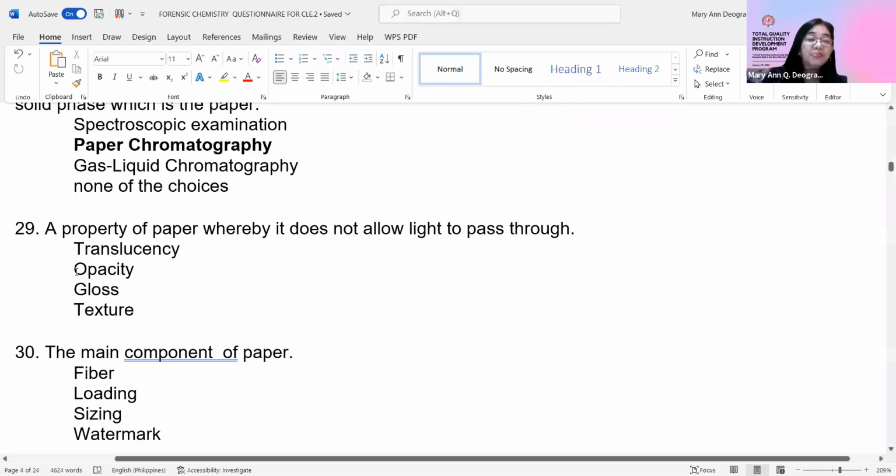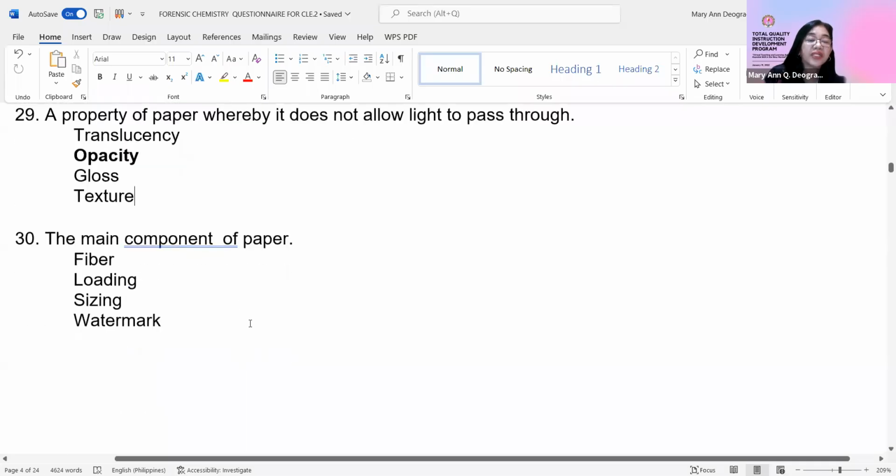So meaning, paper is opaque. No? It does not allow light to pass through. Pagka it allows light, it's translucent. Ang glossy naman makintab eh. Texture is kung makinis ba yan o hindi. Ayan. Alright, how about number 30?